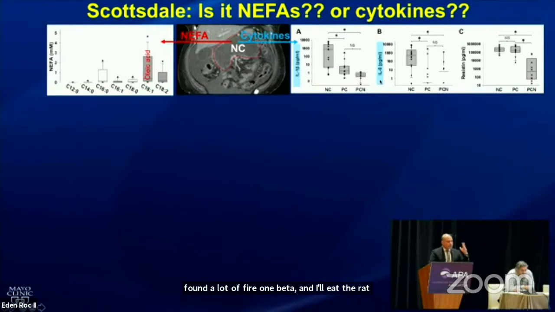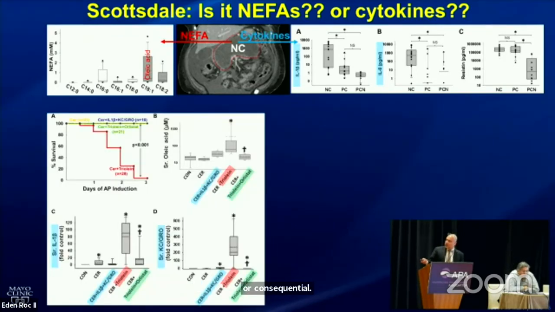So how do we prove one leads to the next, or if it is parallel or consequential? Well, we took the triglyceride of oleic acid, called triolein, in this red line over here, and gave it to lean rats, and induced a mild model of pancreatitis called the caerulein model, CER. And what we saw was that rats that had been given the triolein did have a bad outcome. In a mild model, it became severe.